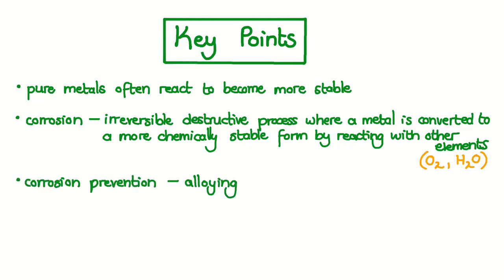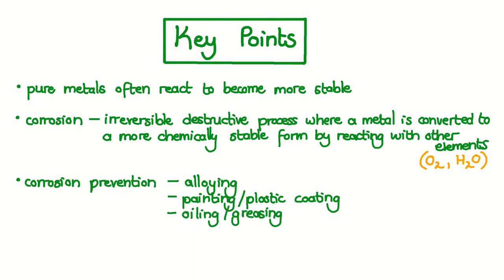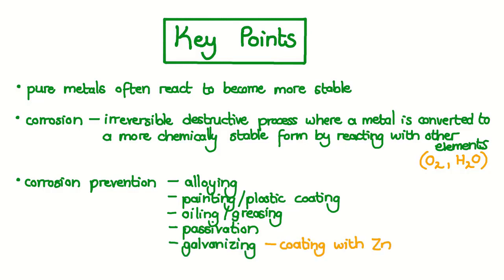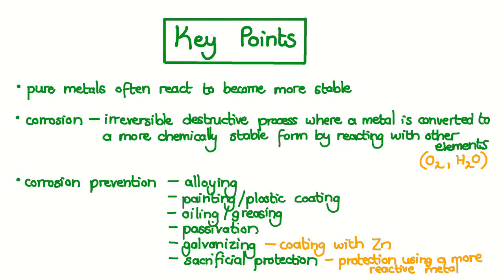We saw that corrosion prevention can be achieved by alloying a metal with other elements, by painting or plastic coating the surface of a metal, by oiling or greasing a surface of a metal, by passivation, which is the chemical treatment of the surface of a metal, usually with acids or oxidizing agents, and we focused our attention on galvanizing, which is the coating of a metal with a thin layer of zinc, and sacrificial protection, which is the protection of a metal using a more reactive metal.